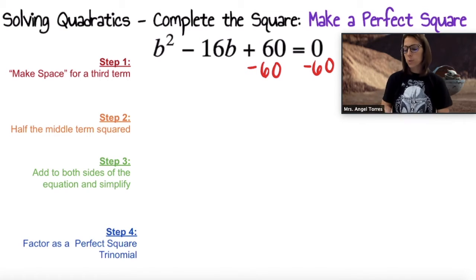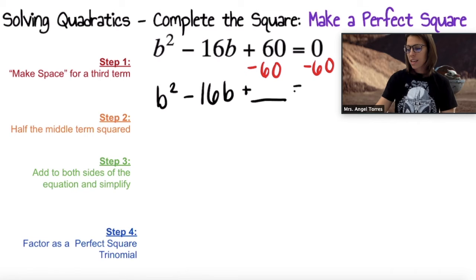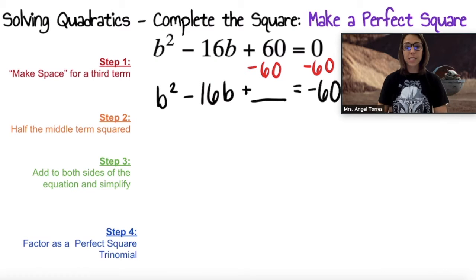What does that leave us with? That leaves us with b squared minus 16b plus essentially nothing equals negative 60. So we've kept the equation equivalent. We haven't changed its value, but now we have space for a new third term. But what is that third term going to be? That brings us to step 2.